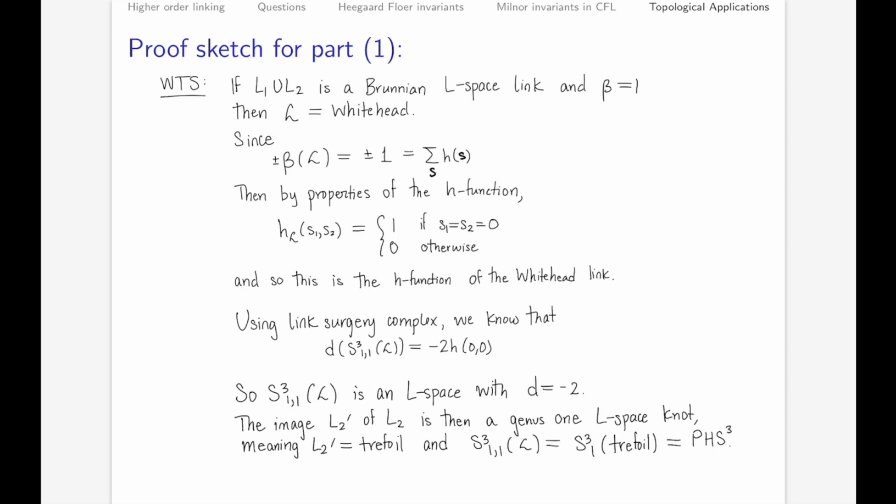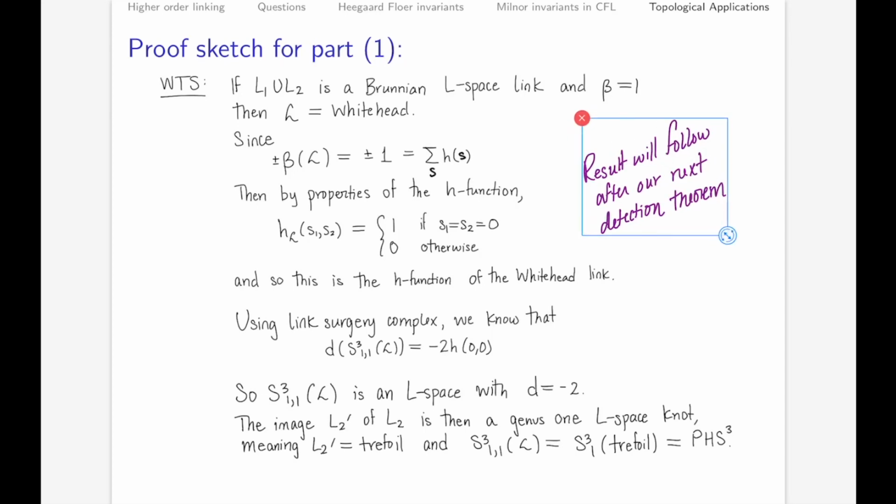And 1 surgery on the trefoil is the Poincare homology sphere, and that is equal to (1,1) surgery on our link L. What we have now is an argument that says that (1,1) surgery is the Poincare homology sphere, but we haven't quite pinned down the link as the Whitehead link. But this will follow after we prove our next detection statement.